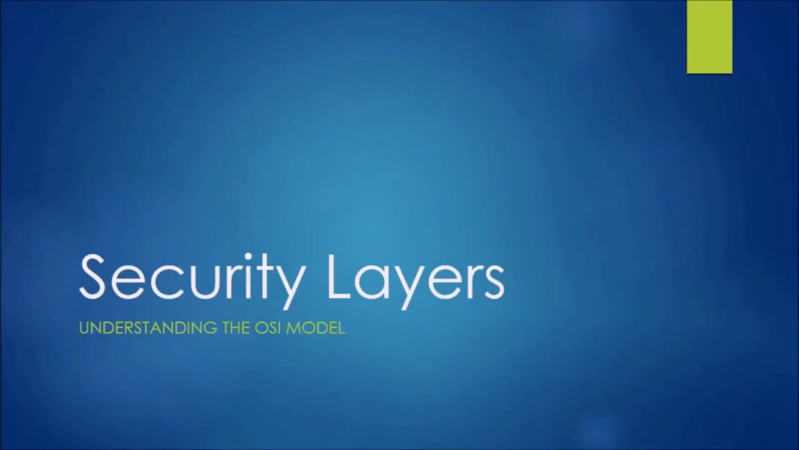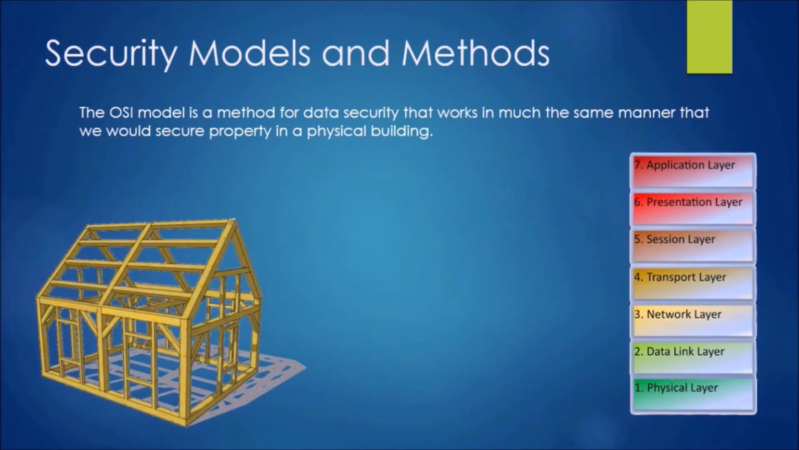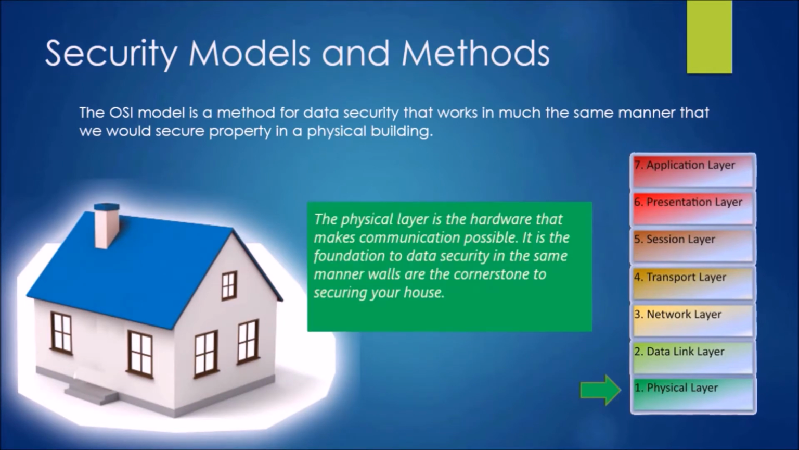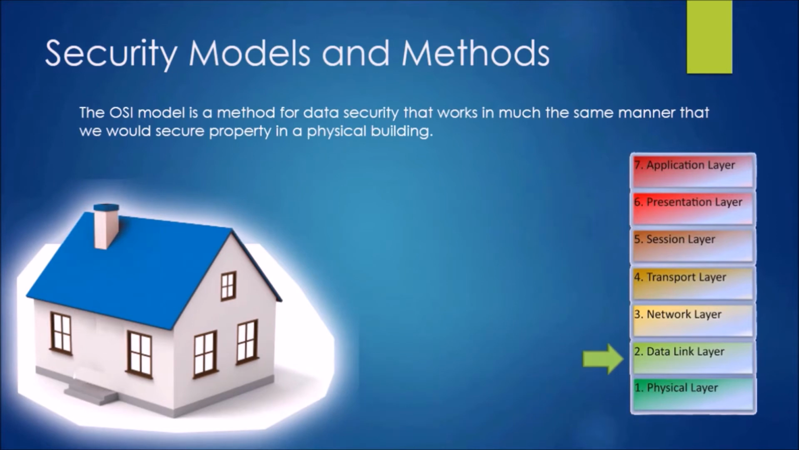The OSI model seems complicated at first when we try and talk about it. So let's simplify it in terms of a house. We have a skeleton of a house. We want to secure something in it. Obviously, the first thing we're going to need is walls. These walls are going to keep people from seeing what we have inside of the house. And it's going to give us the means by which we actually have a house and not just an open infrastructure unprotected from rain and the elements.